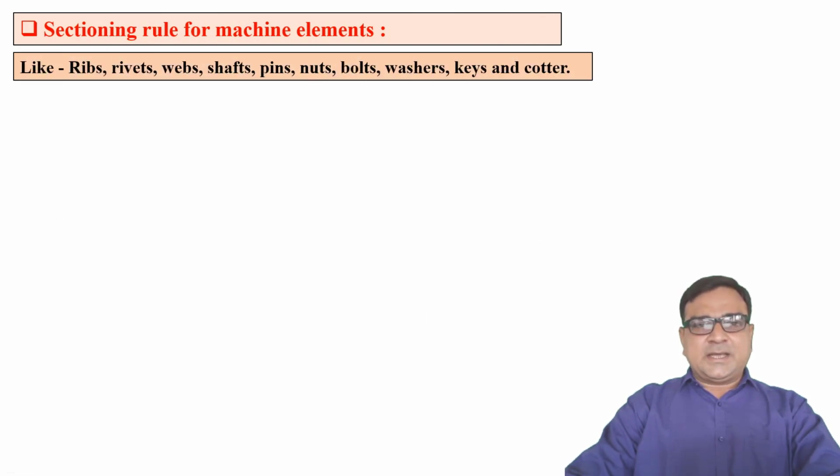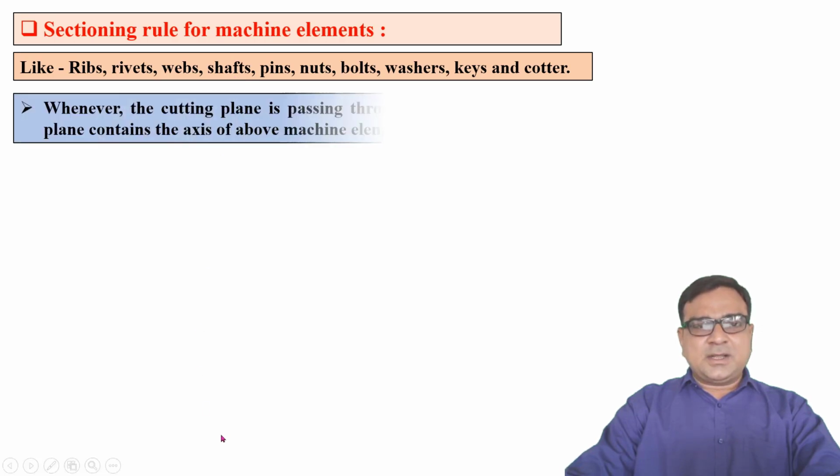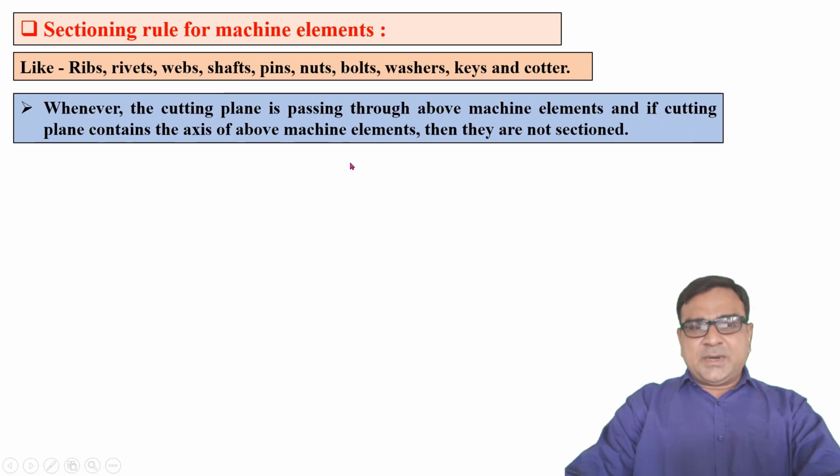Sectioning rule for machine elements. Sometimes ribs, rivets, webs, shafts, pins, nuts, bolts, washers, keys and cotters: whenever the cutting plane is passing through the above machine elements, and if the cutting plane contains the axis of the above machine elements, then they are not sectioned. So whenever we cut this type of machine element and the cutting plane is passing through the axis of that particular part, then in the sectional view we do not use hatching lines or section lines for that particular part.